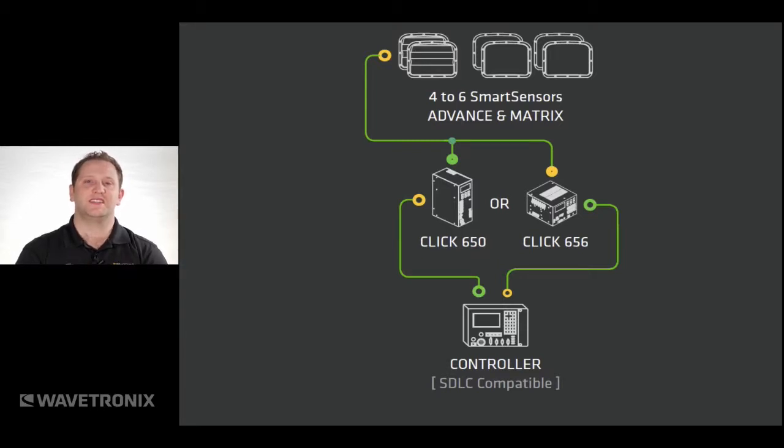Now, to get the detection back into the controller, let me just describe how that happens very quickly. We use an RS-485 cable that runs from the sensors back to the cabinet, and then there's a Click 650 or a Click 656. The Click 650 can handle 4 sensors, and the Click 656 can handle up to 6 sensors. So the Click 650 or 656 communicates via SDLC to the controller.